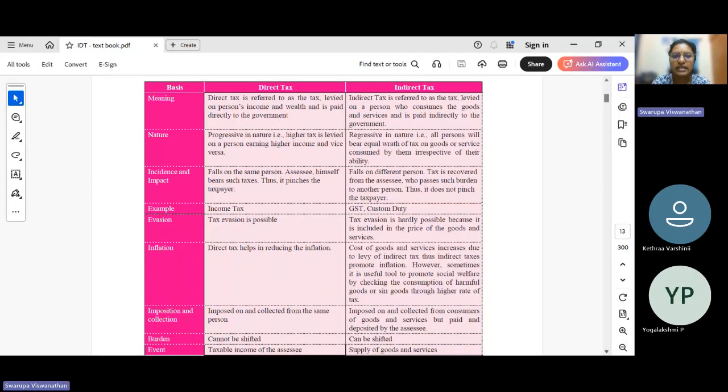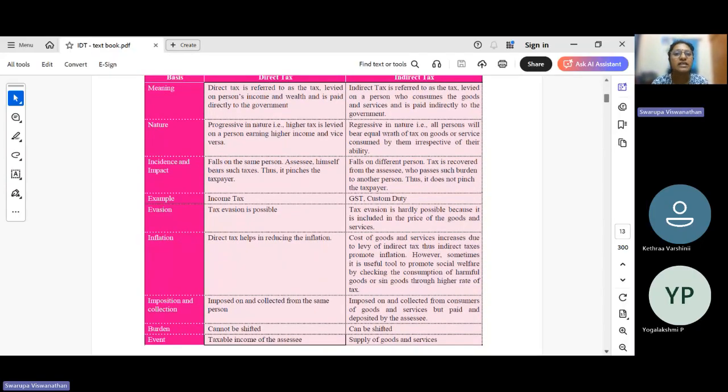So, direct tax and indirect tax. Direct tax is collected based on the income. It is progressive in nature because a higher income means a higher tax rate. Indirect tax is a tax on the consumption of goods and services and not on the income aspect.